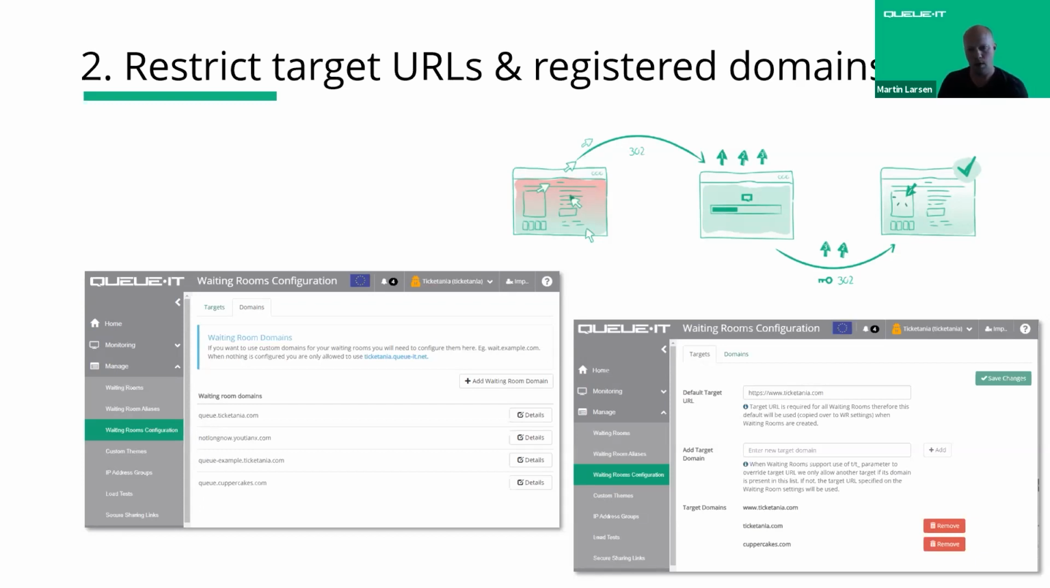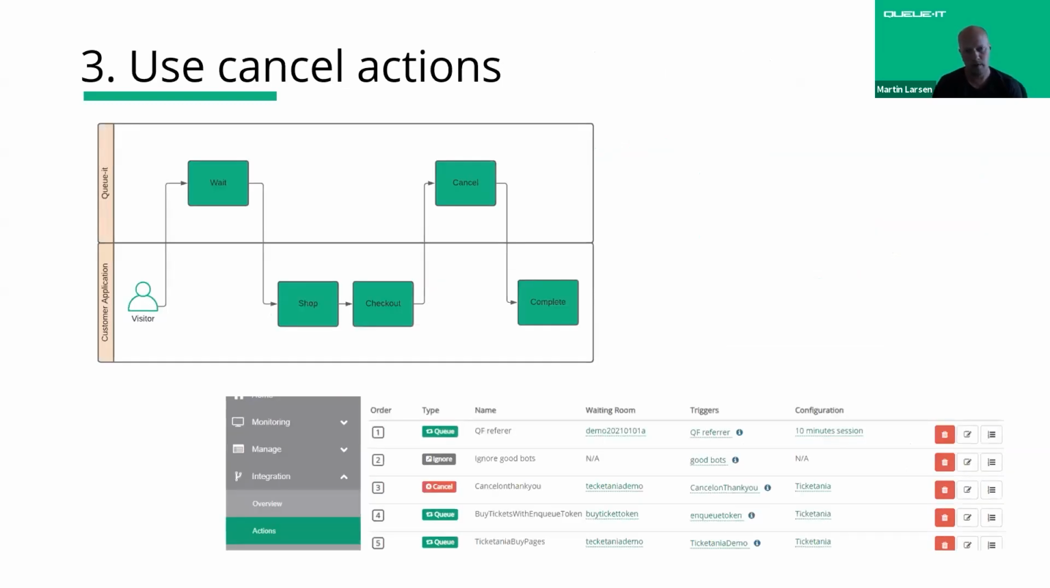So with that, we are in a pretty good spot. We have secured the user journey around the waiting room, and we ensured that the domain of the waiting room cannot be reused. But there's more we can do to improve the journey. First thing we should look at here is the cancel functionality we have.